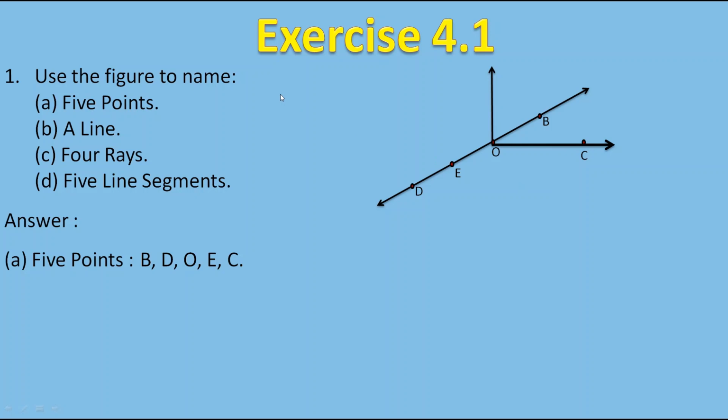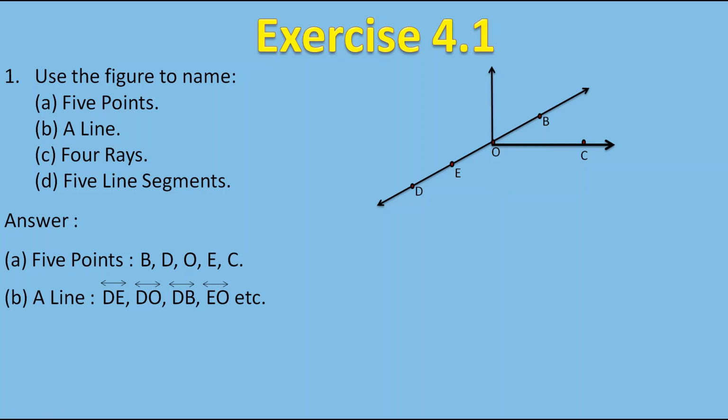Now the next one is a line. If you watch this figure, you will understand that there is only one line present, but we can name it differently. We can use any letters from this to name this line. Here I'll give you some possibilities. There are infinite possibilities to name this line. So DE, we can say DO or DB or EO, etc. You have to use only 2 letters at a time. Keep that in mind.